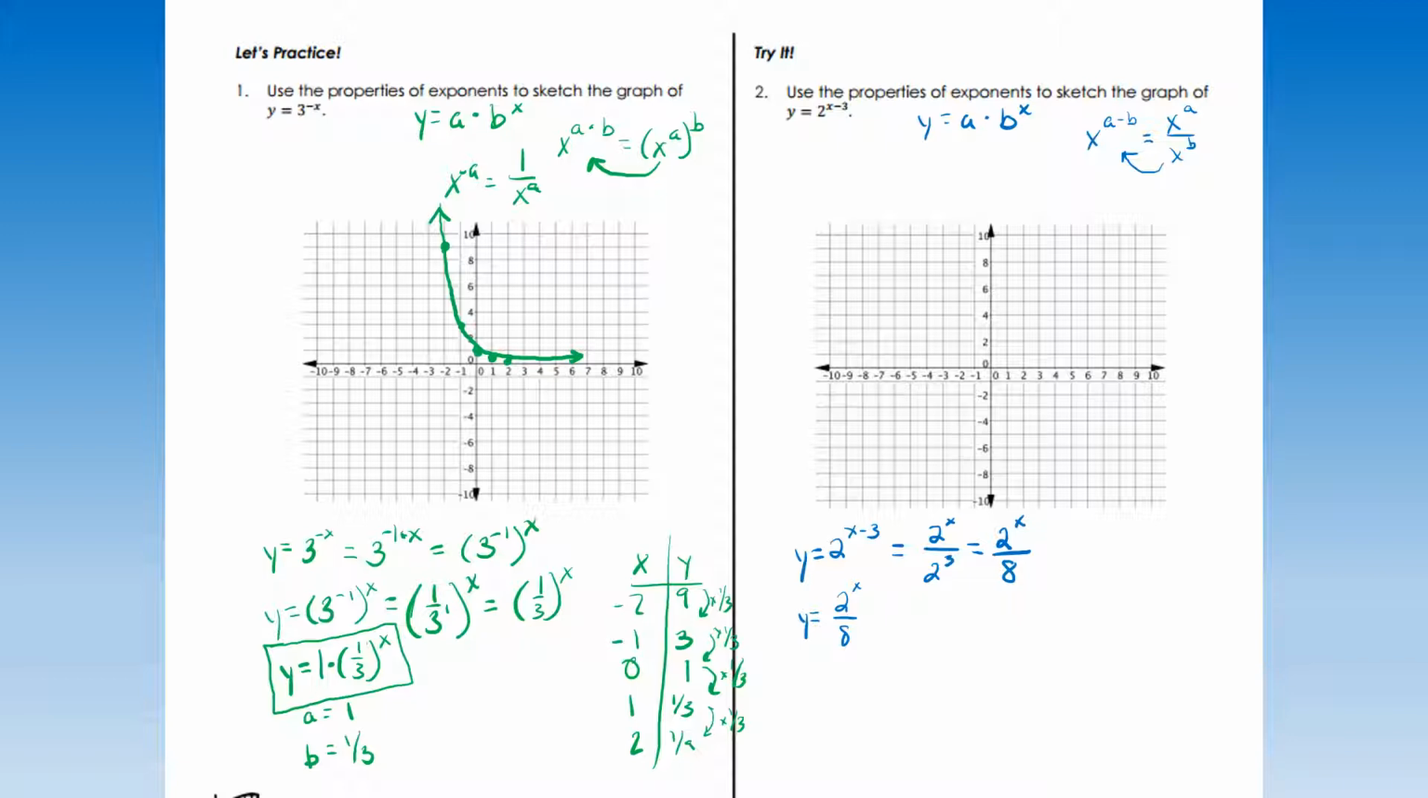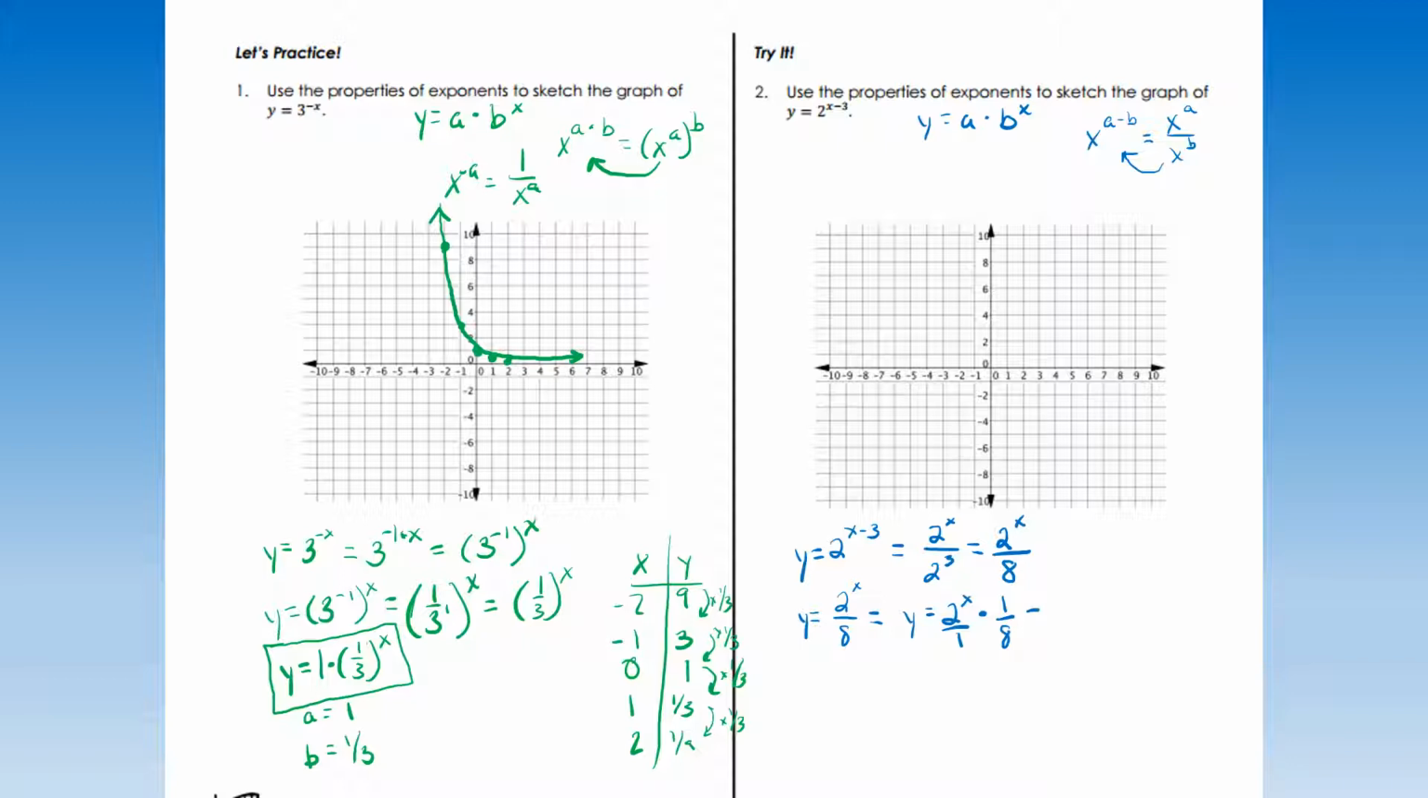Well, let's think about what this expression means. If I'm doing 2 to the x power, what am I multiplying by 2 to the x if I've got 2 to the x over 8? Well, 2 to the x would be multiplied by 1 over 8 to get this expression here. So I split apart this fraction, 2 to the x over 1, and 1 over 8 would get me 2 to the x over 8.